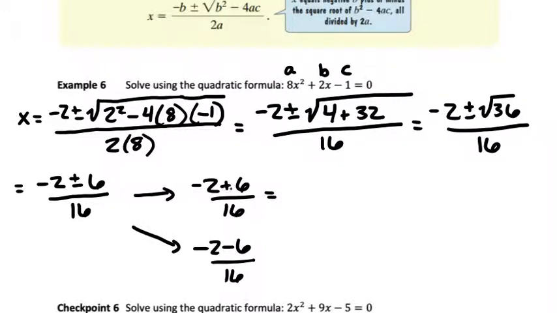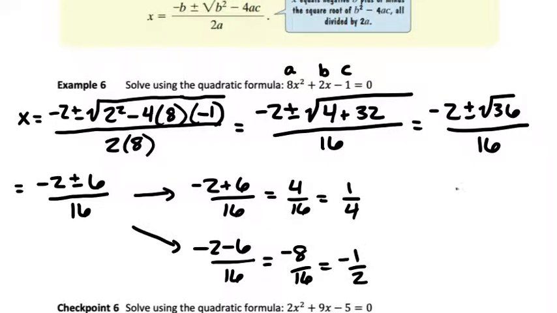So negative 2 plus 6 is 4. And then they also are going to want you to simplify fractions whenever possible. So I can simplify that to 1/4. Negative 2 minus 6 is negative 8. And negative 8 over 16, I can simplify that to negative 1/2. So my solution set that I put in the bracket is 1/4, comma, negative 1/2. And again, they're generally going to prefer you to write things as fractions instead of decimals.